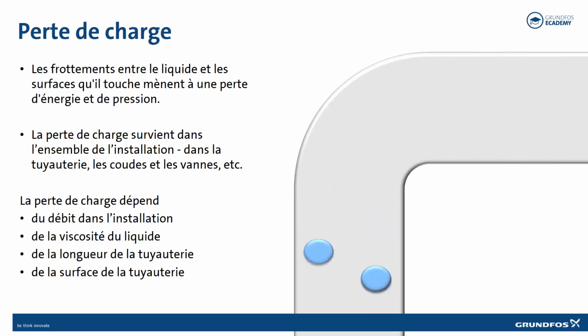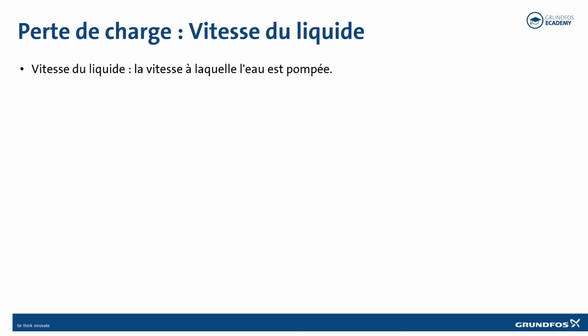Transporting fluids in water pumping systems creates friction between the fluid and the surfaces it touches. This leads to loss of energy and pressure and is what we refer to as friction loss. Friction loss occurs all through the system, in the pipe itself, the elbows, and the valves. The level of friction loss is dependent on the flow in the system and the viscosity of the fluid, as well as the length and surface of the pipes. Friction loss also depends on the fluid velocity, the speed at which the water is pumped.